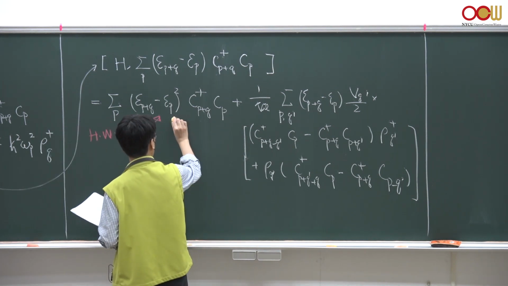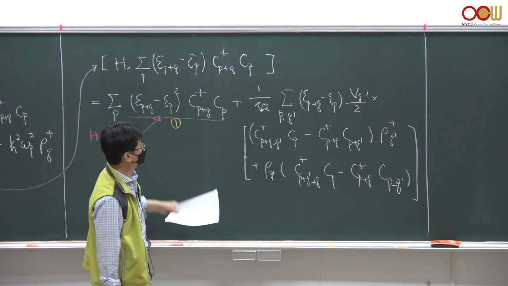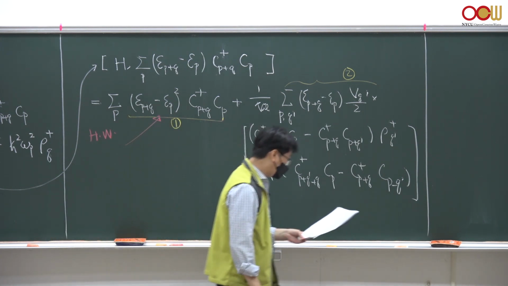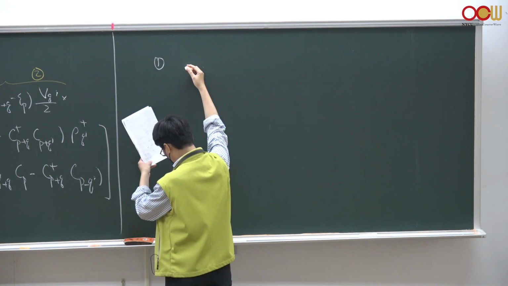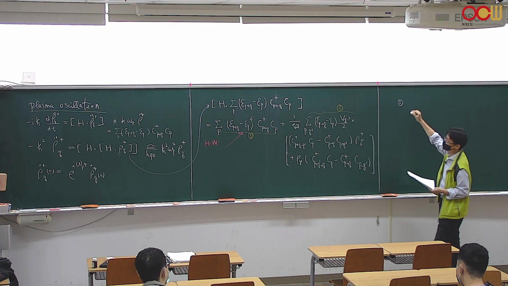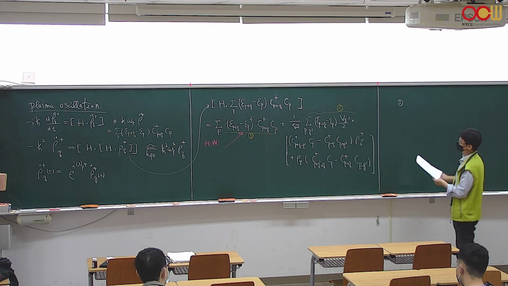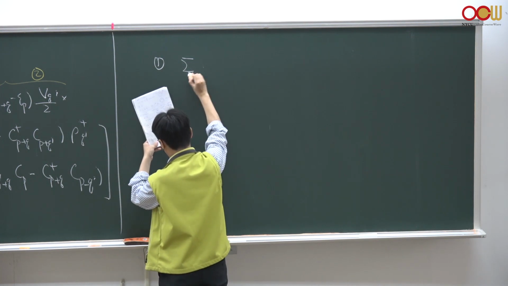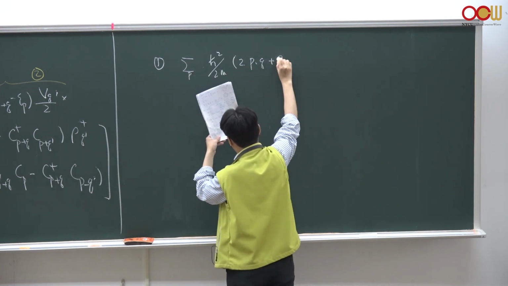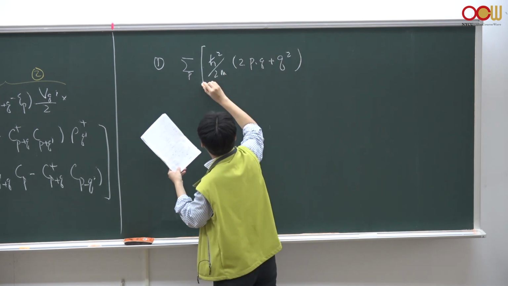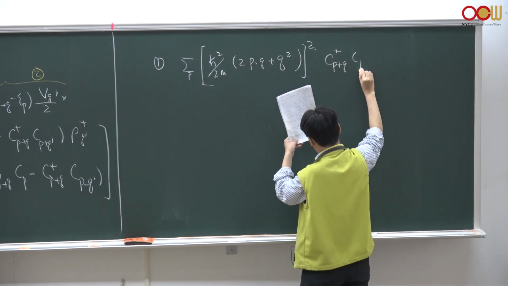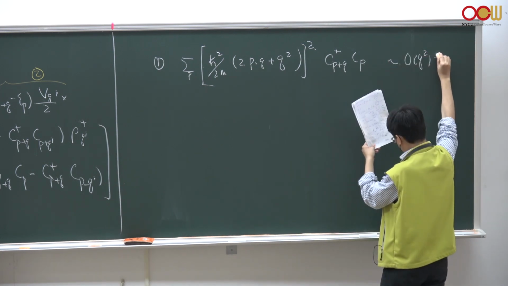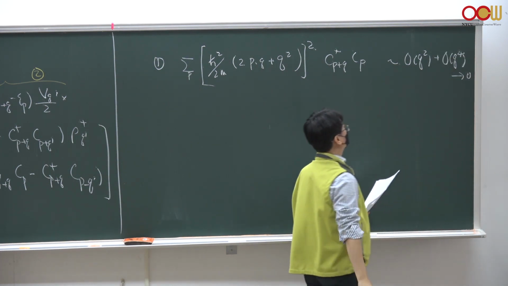So let's call this purely connected term the first term, and the cross term the second term. Let's try to simplify these two terms. The first term is second order in the energy difference between the single-electron connecting energies, given by the sum over P of (2 times P dot Q plus Q squared), all squared, times C dagger P plus Q and Cp. So this is of order Q squared plus a term of order Q quartic.